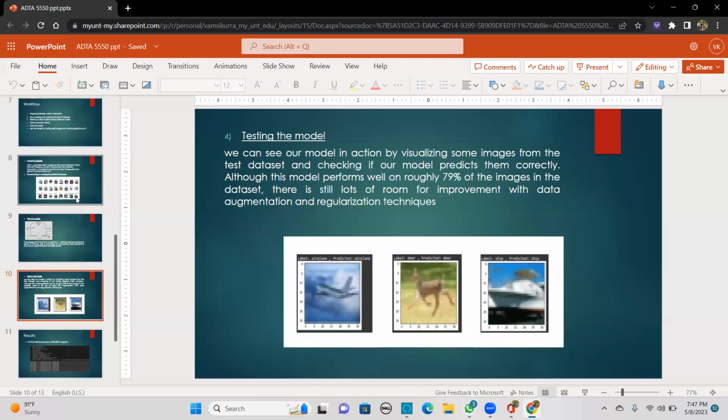Testing the model. We can see our model in action by visualizing some images from the test data and checking if our model predicts them correctly. Although the model performs well on roughly 79% of images in the dataset, there is still a lot of room for improvement with data augmentation and regularization techniques.